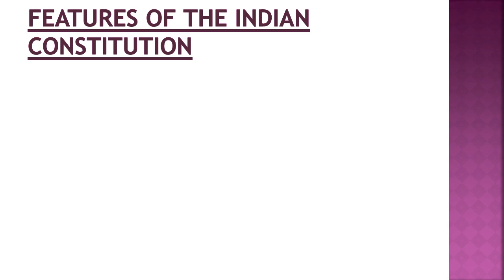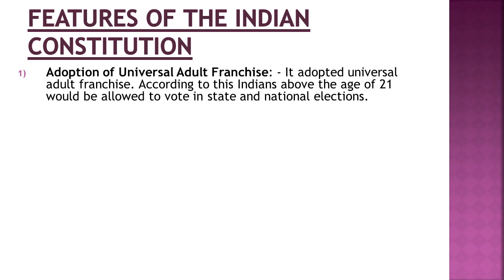Do you know, friends? The Indian Constitution is unique for many reasons. So here are the features of the Indian Constitution. Firstly, with the adoption of the Constitution, we gave to all our citizens universal adult franchise. That means all those who were 21 years old or above got the right to vote. Currently, that age is 18.